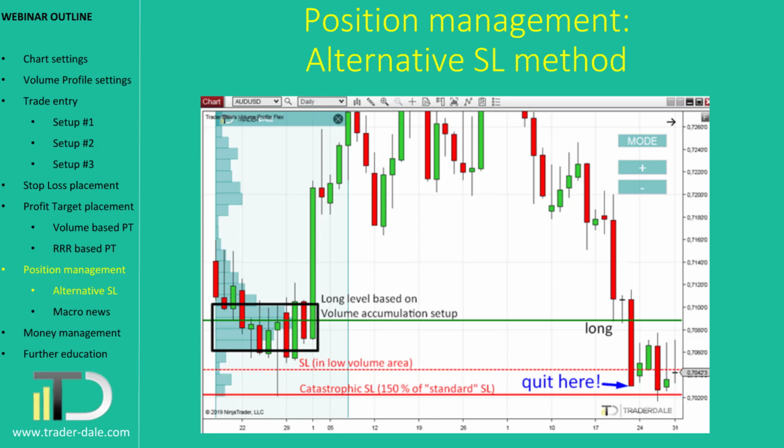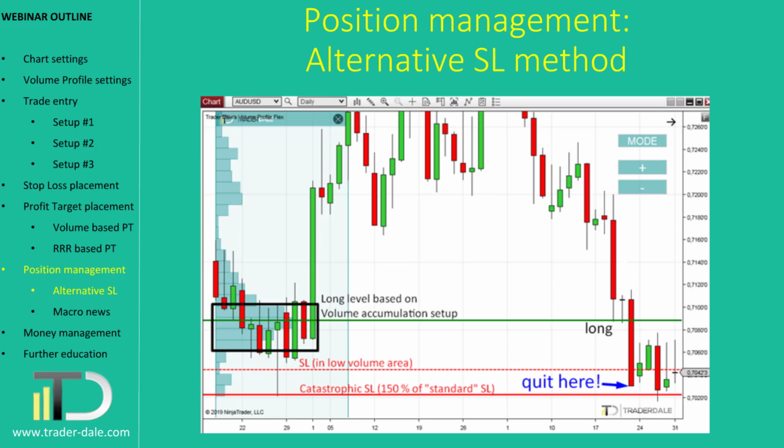Let's have a look at one more example of the alternative stop loss. Again, this is the volume accumulation setup, and there's a green line which was a strong support. As you can see, I went long from there. The price shot past the level without any reaction. Then there was the massive red selling candle, which closed below the standard stop loss. It closed below the red dotted line.